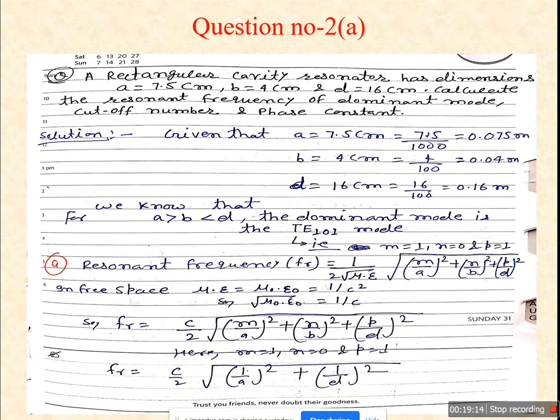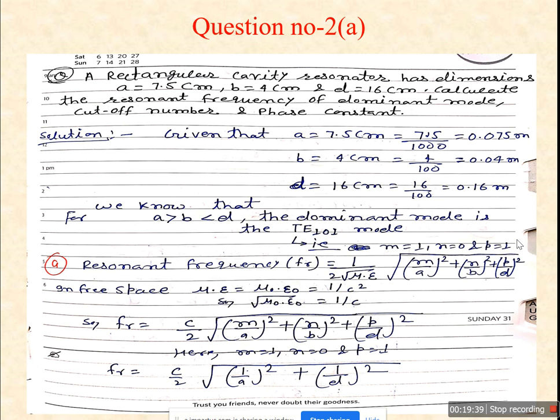The answer is TE101. And how can you identify? Simply, there is a trick. Which one is the lowest? B is lowest among all, make it 0. T101. Here B is 0, that B is lowest, make it 0. That is M equal to 1, N equal to 0 and P equal to 1.